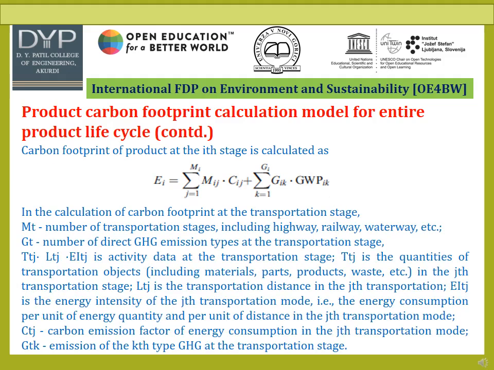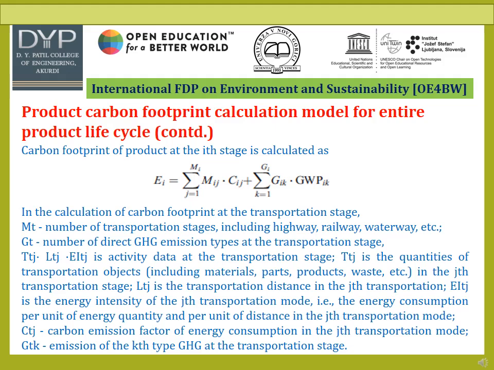At the transportation stage, we are going to replace the term i with the term T in the above equation, where MT will represent the number of transportation stages including highway, railway, waterway, etc. GT will represent the number of direct greenhouse gas emission types at the transportation stage.